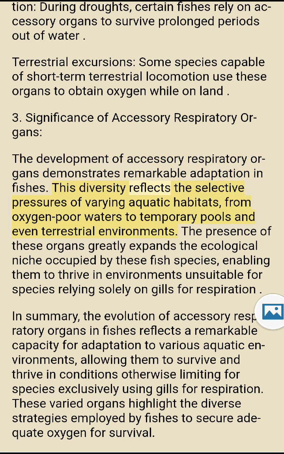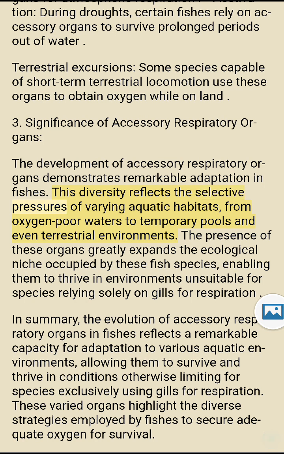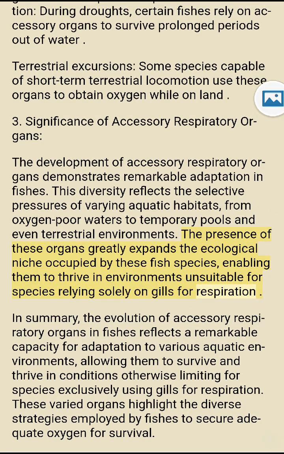This diversity reflects the selective pressures of varying aquatic habitats, from oxygen-poor waters to temporary pools and even terrestrial environments. The presence of these organs greatly expands the ecological niche occupied by these fish species, enabling them to thrive in environments unsuitable for species relying solely on gills for respiration.